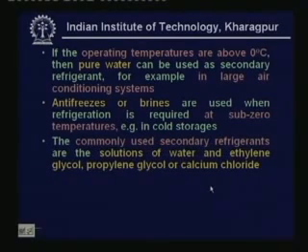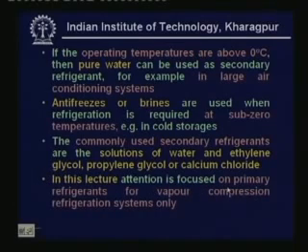The commonly used secondary refrigerants are the solutions of water and ethylene glycol, or the solution of water and propylene glycol, or the solution of water and salts such as calcium chloride, etc. In this lecture I shall not discuss secondary refrigerants, so the attention is primarily focused on primary refrigerants for vapour compression refrigeration systems only.